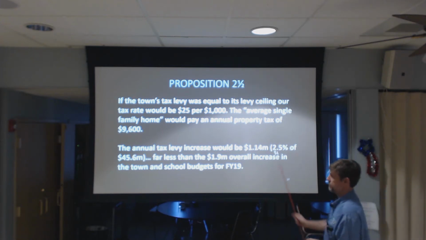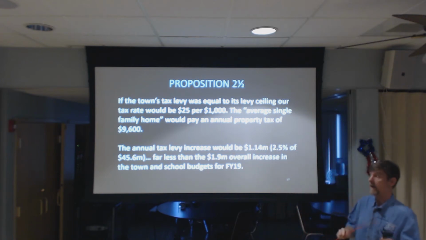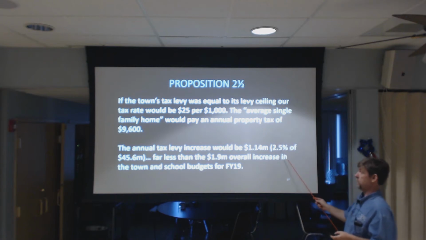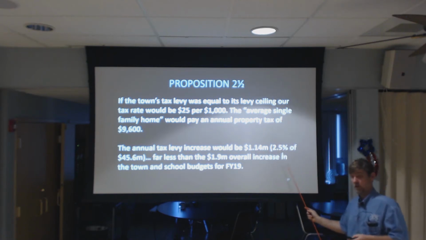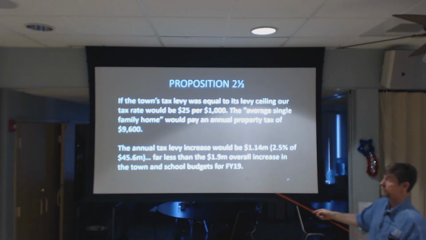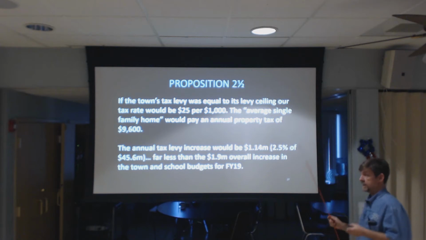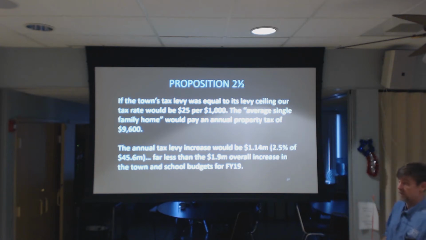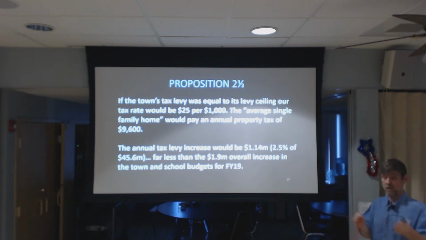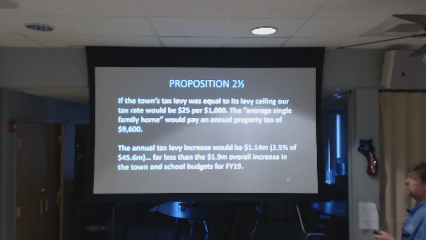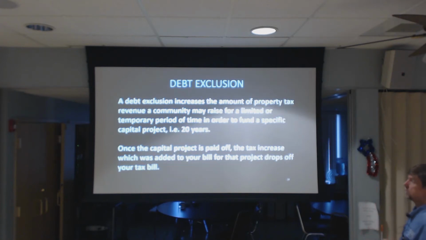So the annual tax levy increase, if we were at our levy ceiling of the $45 million, would be $1.14 million, which is 2.5% of that 45.6 million. Even that $1.14 million number is far less than the $1.9 million overall increase between the school and the town budgets this past year. So even if we were at the levy ceiling, we'd still be short.